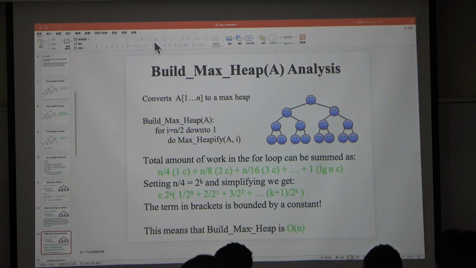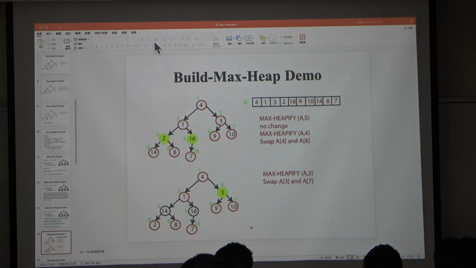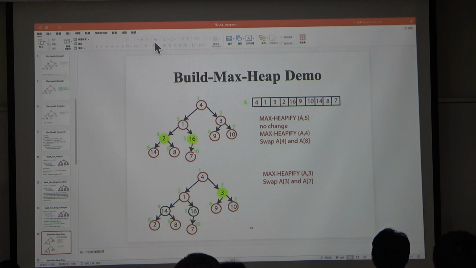Then, this is a demo for build max heap. So you can see that 4, 1, 3, 2, 16, 9, 10, 14, 8, 7. Okay, it is obviously an unsorted list of numbers. Okay, so we try to do the build max heap.